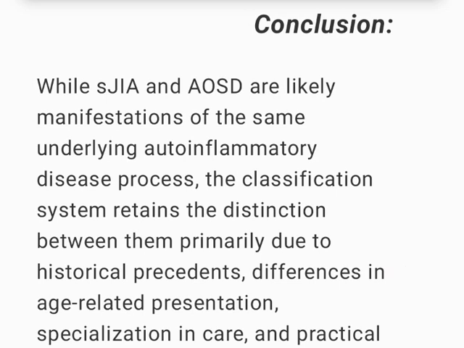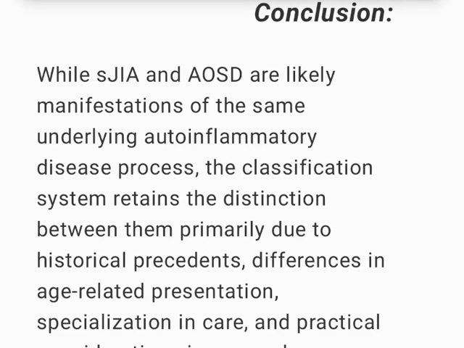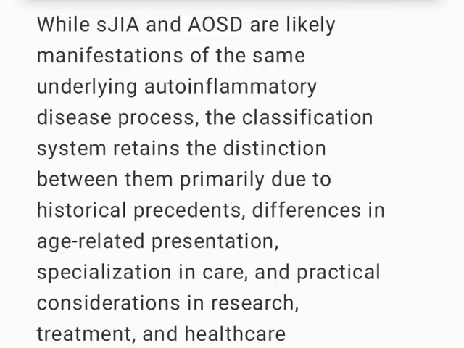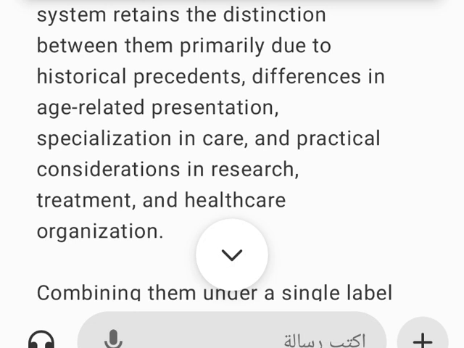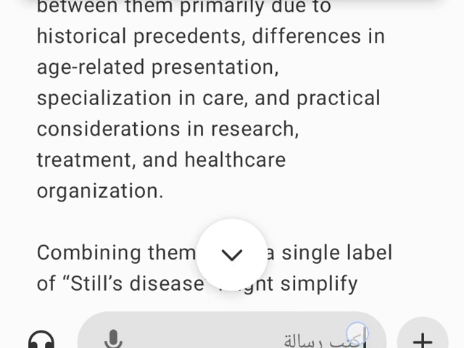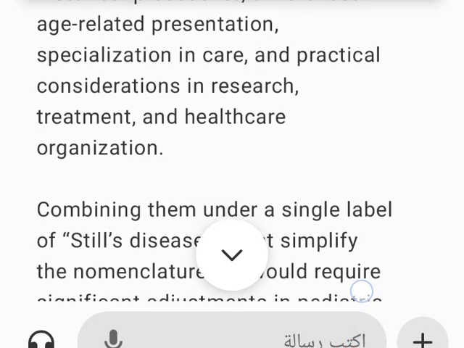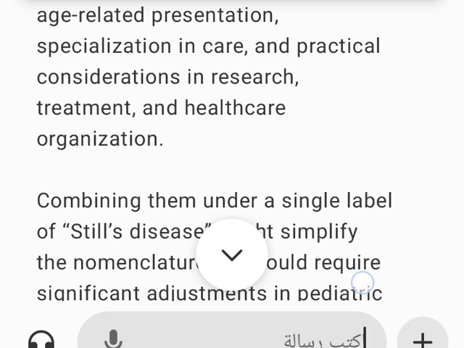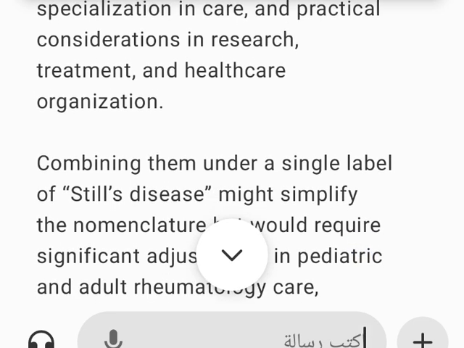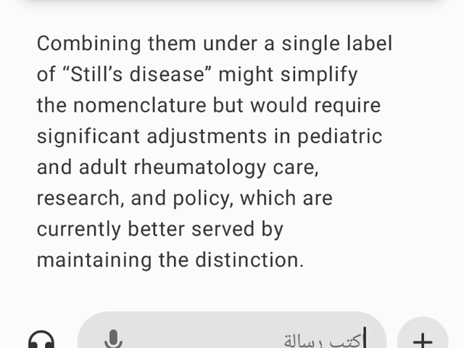Conclusion. Whilst SJIA and AOSD are likely manifestations of the same underlying autoinflammatory disease process, the classification system retains the distinction between them primarily due to historical precedents, differences in age-related presentation, specialization in care, and practical considerations in research, treatment, and healthcare organization. Combining them under a single label of Still's disease might simplify the nomenclature, but would require significant adjustments in pediatric and adult rheumatology care, research, and policy, which are currently better served by maintaining the distinction.